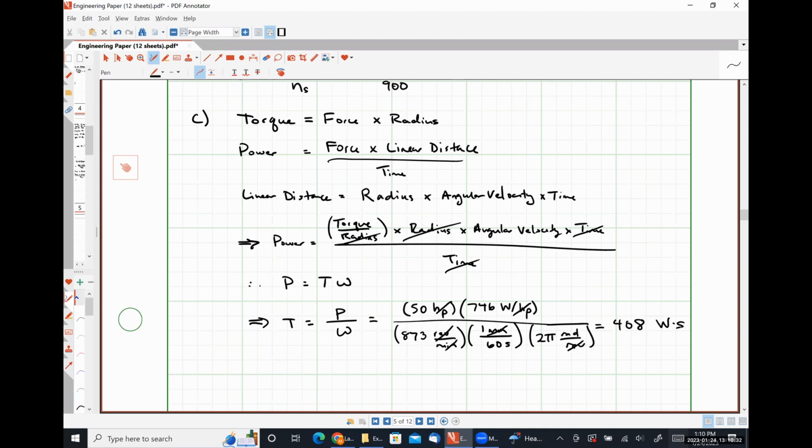So let's talk about that. What is a watt times a second? A joule, absolutely. But what is torque usually measured in? Not a joule. Absolutely right. Newton meters, which is the exact same thing as a joule.